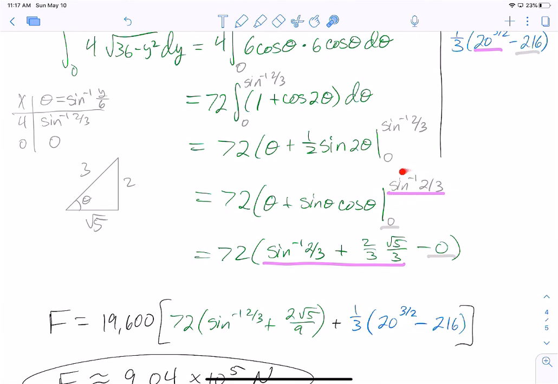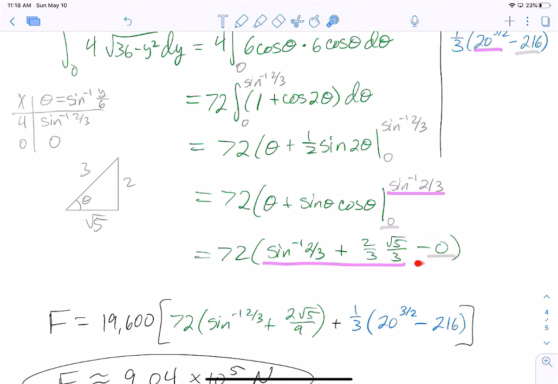Since we're going to put the inverse sine of 2/3 into sine of theta, cosine of theta, I'll need the cosine of theta. And so I've drawn another triangle here with the vertical side opposite the angle of 2 and the hypotenuse of 3. That's indicating that the sine of theta is equal to 2/3. And then by the Pythagorean theorem, the remaining side is the square root of 5. So substituting gives us 72 times the inverse sine of 2/3 plus 2 times the square root of 5 over 9. That's what we get by substituting the inverse sine of 2/3. Substituting 0 into theta plus the sine of theta times the cosine of theta gives us 0.